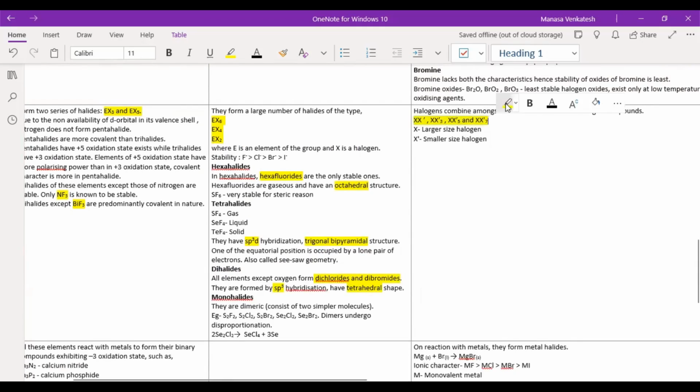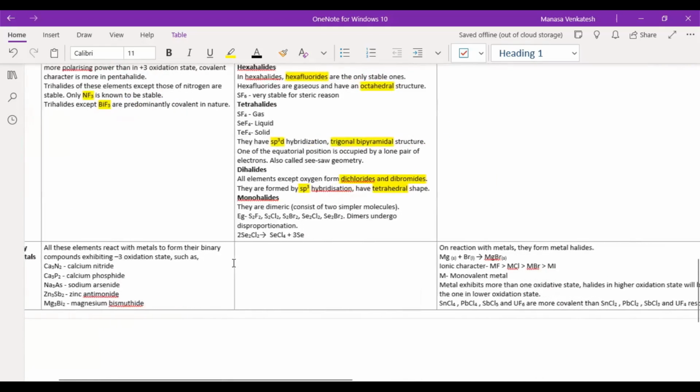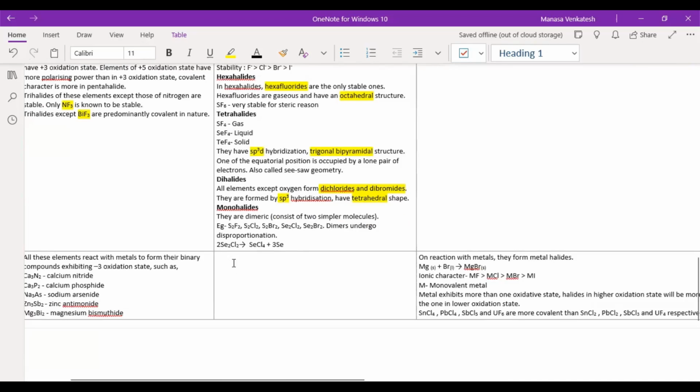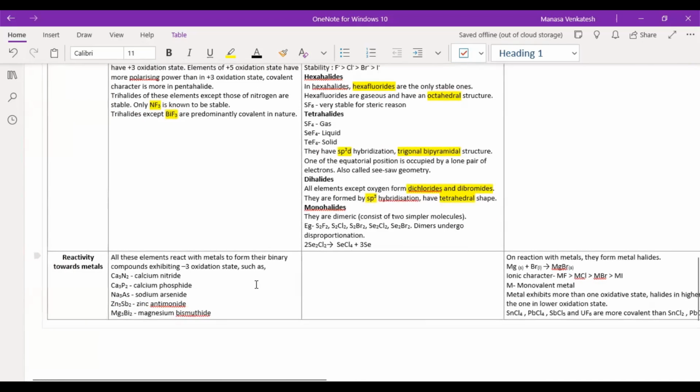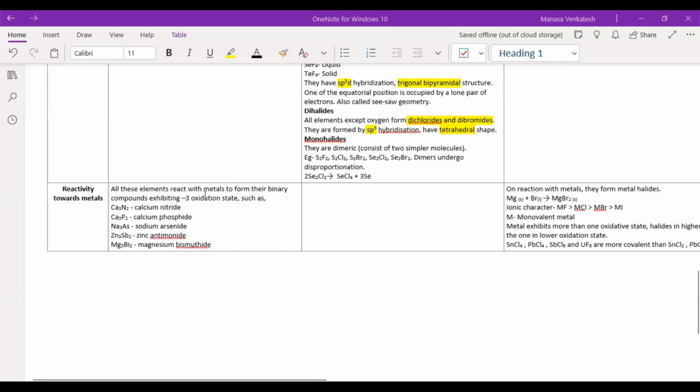The last is the reactivity with metals. So reactivity with metals, we're not talking about for group 16, we'll be talking about 15 and 17. Because all of these elements in group 15 will react with metals, and they're going to be reacting at a -3 oxidation state. Basically, they pull 3 electrons towards themselves.